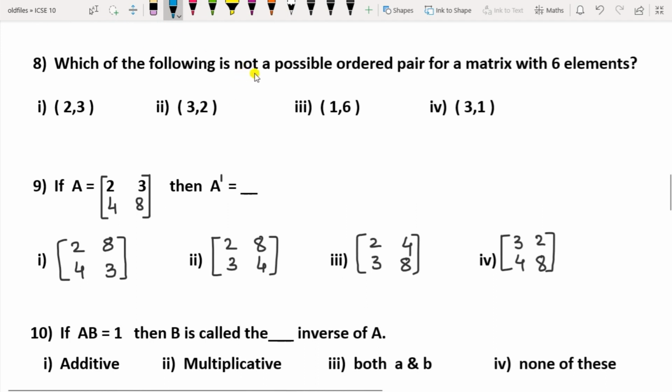Which of the following is not a possible ordered pair of a matrix with 6 elements? So you need a matrix of 6 elements. If you multiply the order, as we have seen above for mn, you should get the answer as 6. So this is a correct pair, this can be a correct pair, and this can also be a correct pair. But here 3 into 1 is 3, you are not getting 6 in this case. So this is the correct option, as they have asked which is not a possible ordered pair.